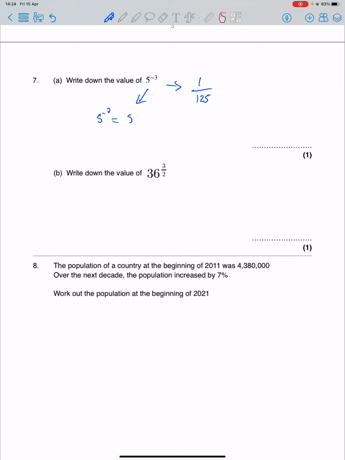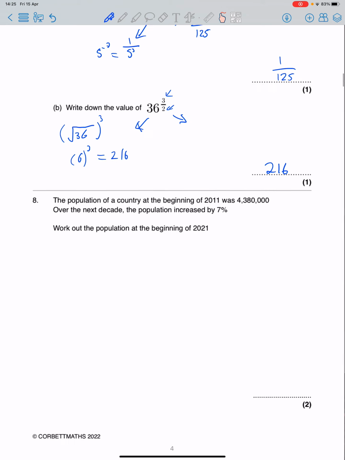So we have 1 over 5 to the power of 3, which gives us the 1 over 125 we're looking for. And again, same with this, we can actually just put this into our calculator. It will give us 216. However, you can also be reminded that the fractional power means you take the root, so the square root of 36, because of the bottom number, and you raise it to the power of the top number there, so to the power of 3. So that becomes 6 to the power of 3, which is 6 times 6 times 6, which is 216. Okay, next question.